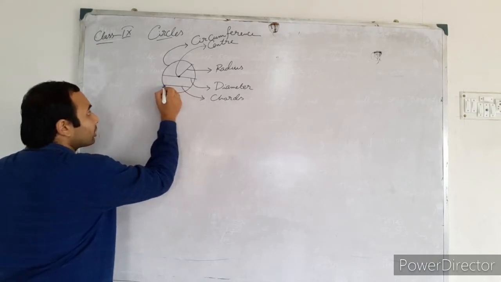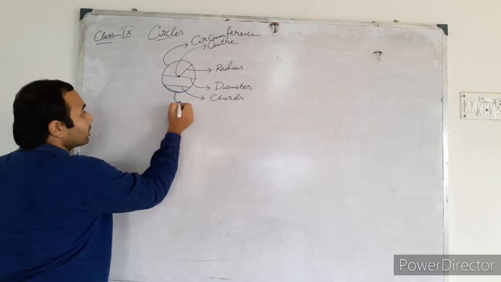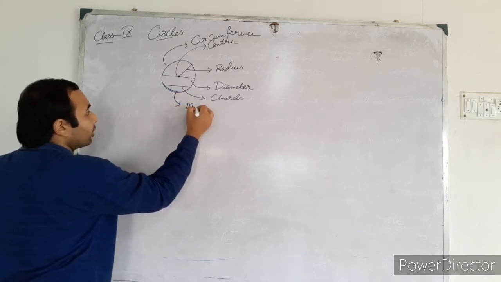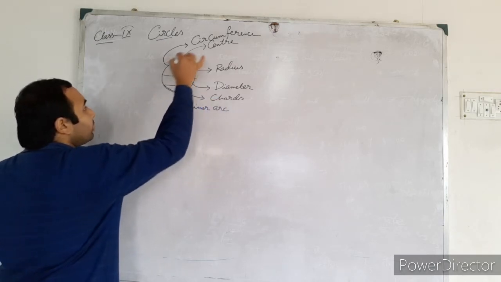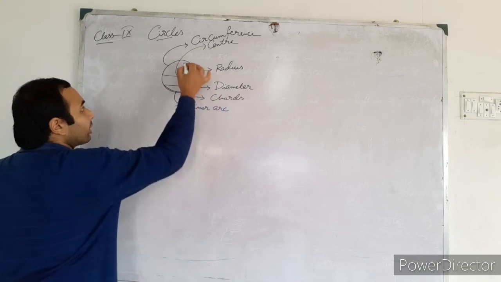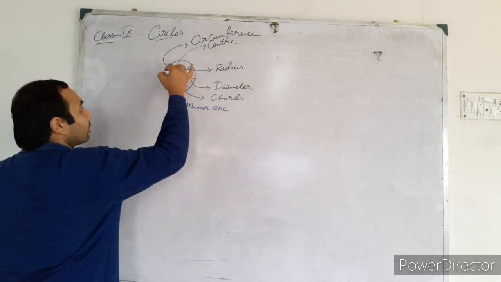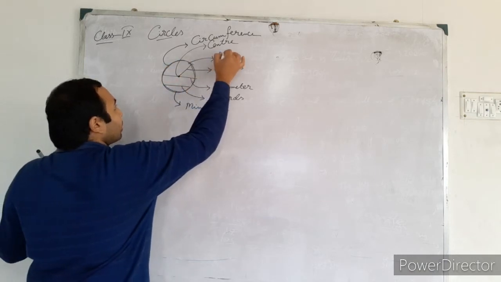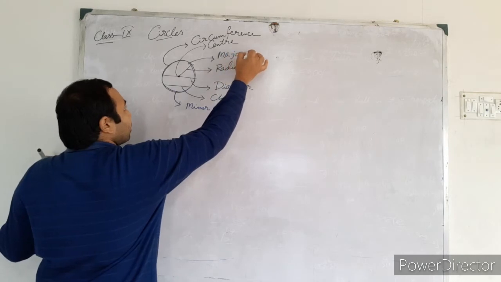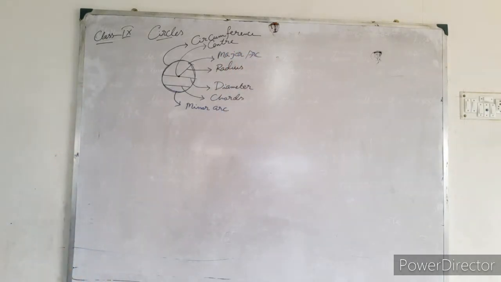then this part of the circle is called the minor arc, and this big part of the circumference is called the major arc. This big part is called the major arc, and another two parts are there, that is the segments.